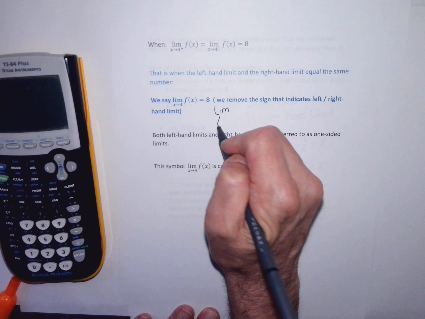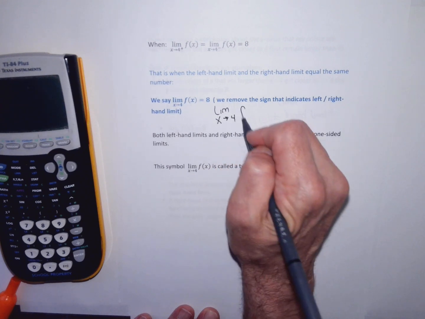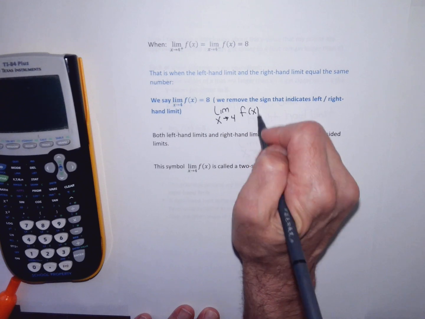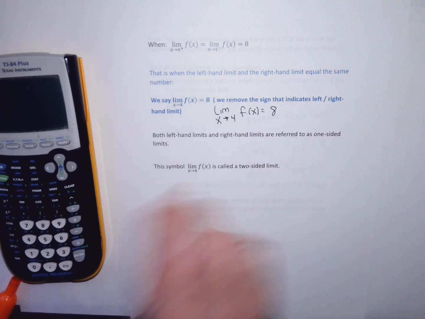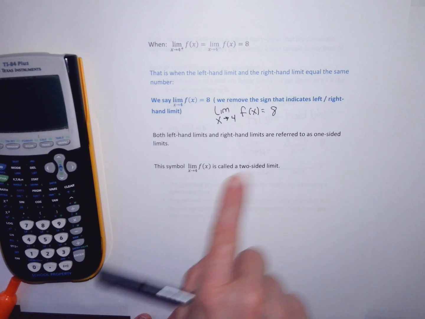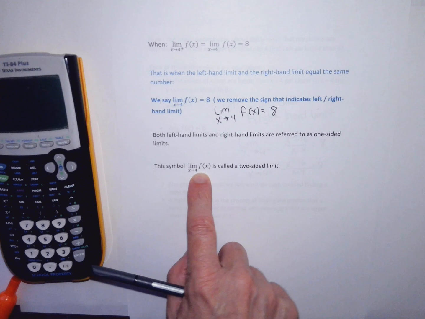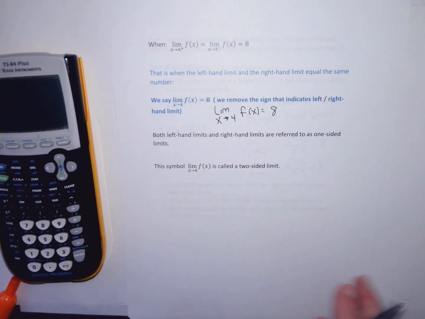When the left hand limit and the right hand limit equal the same number, then we say the limit as x approaches that number is that number. So the limit for this function, (x squared minus 16) over (x minus 4), is going to be equal to 8. The left-hand limits and the right-hand limits are one-sided limits. This symbol, without the little plus sign or the minus sign, is considered a two-sided limit.